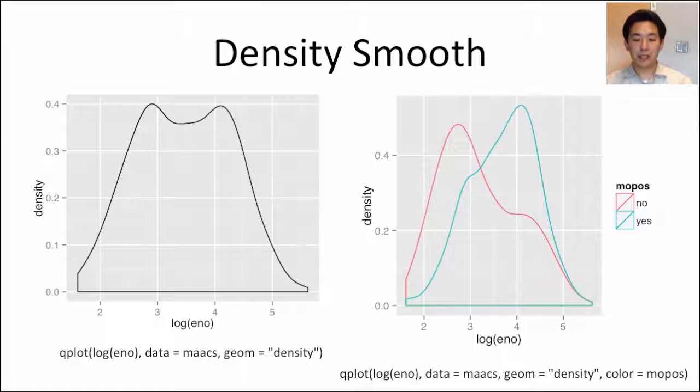Another way to visualize this data is to do a density smooth. So you can see that on the left-hand side, I add the geom density to this log ENO variable. You can see that there are at least 2 peaks from the density smooth, and if you separate those peaks out on the right-hand side, notice I say color equals MoPos. So I split out the colors by whether they're positive to mouse allergen or not. And you can see that the 2 peaks roughly correspond to whether they're allergic to mouse allergen or not. And so this is a nice way to visualize this kind of one-dimensional data.